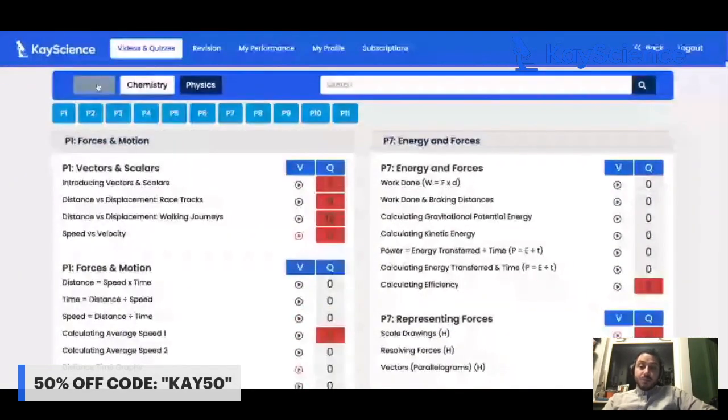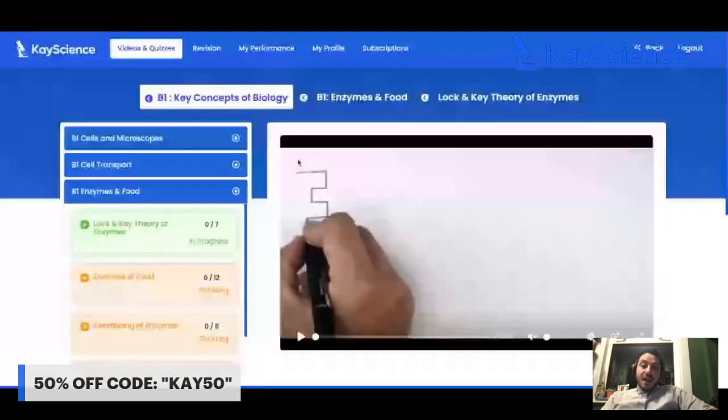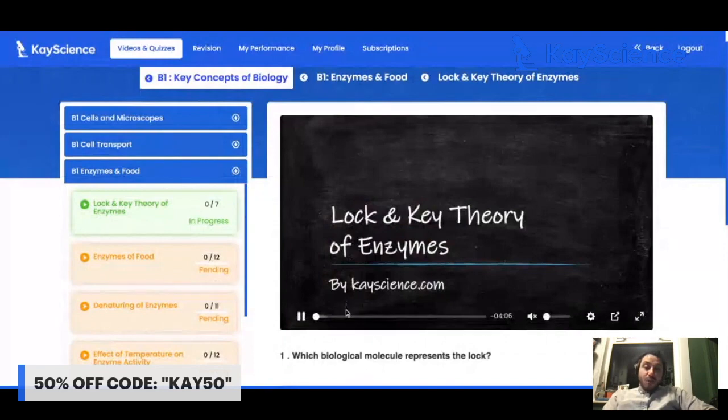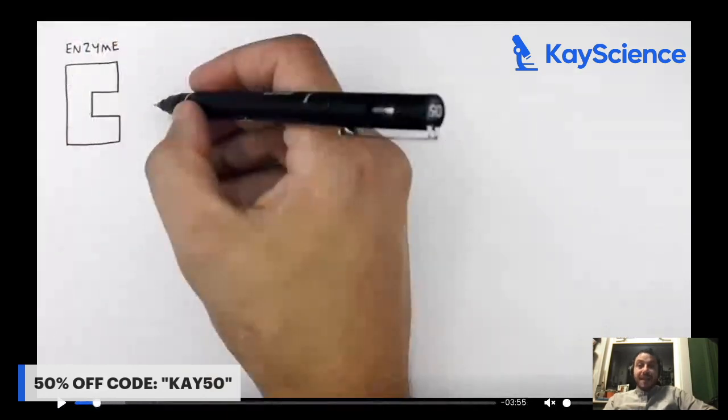So let's begin. Let's now do some revision on enzymes. Enzymes is a really important topic. We're going to start off with the lock and key theory of enzymes. This here is an enzyme. And the enzyme breaks down substrates into smaller products, or it makes larger products from smaller substrates.